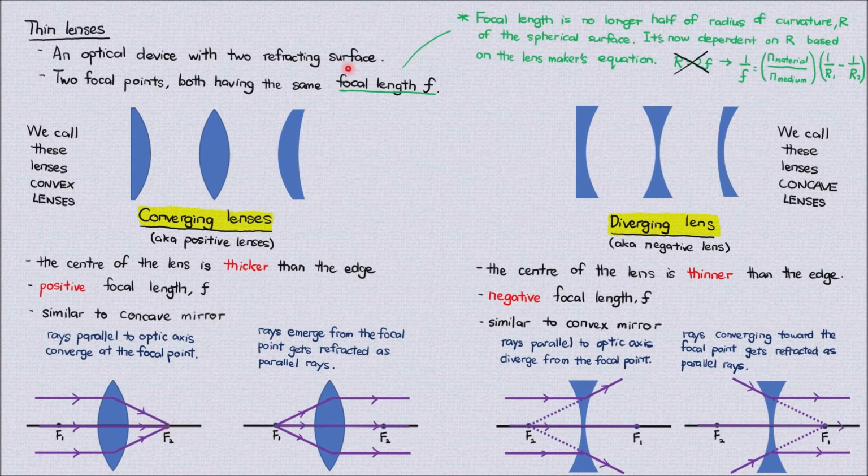And one important characteristic of the focal points is that they should have the same focal length. This means the distance of the focal point from the center of the lens should be equal for both focal points. If here to the center of the lens is 10 cm, then from the center of the lens to the second focal point should also be 10 cm.